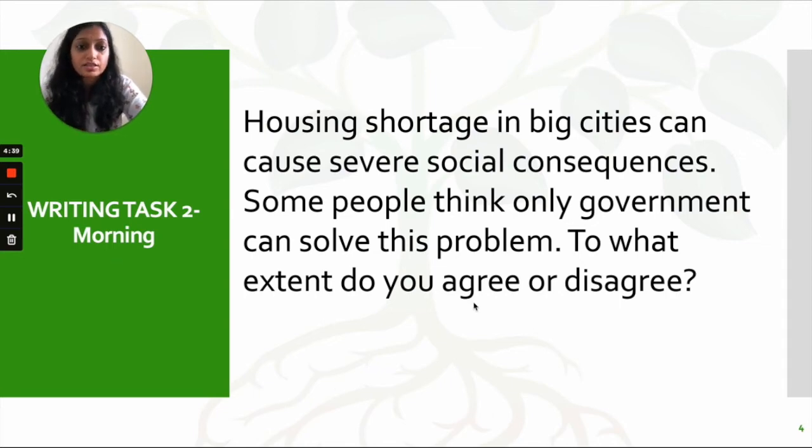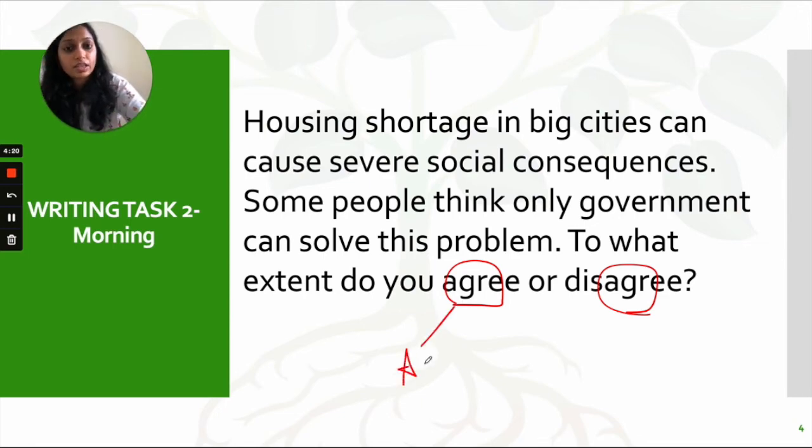Now, the question says that the only thing that can solve the housing shortage problem is the government. So you are supposed to either agree or disagree with this. When you agree that only the government can solve this problem, you may want to think that the government can make it affordable by creating a lot of schemes for different income groups, or you can also agree by saying that the government can replace certain buildings to make sure housing is available to all citizens. So these are two ideas for you to agree.